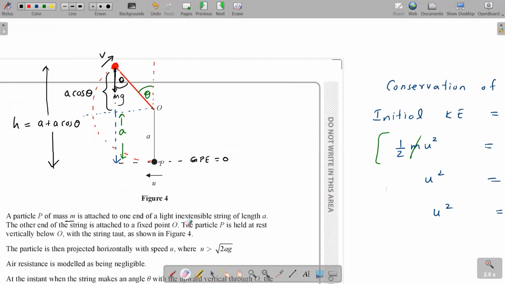Let me erase all these things. We have the tension. So you can see tension is directly pointed towards the center of the circle. However, mg, you will have to resolve and get the component towards the center. Are you with me? So what are the forces acting towards the center? Tension plus mg cos theta. Tension plus mg cos theta is equal to ma.